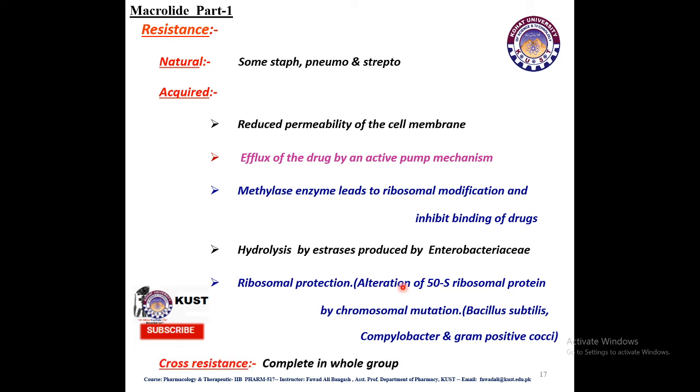Okay, they show cross resistance. Complete cross resistance in the whole group means that if a patient is resistant toward erythromycin, he will also be resistant toward azithromycin. So it shows complete cross resistance in the whole group.